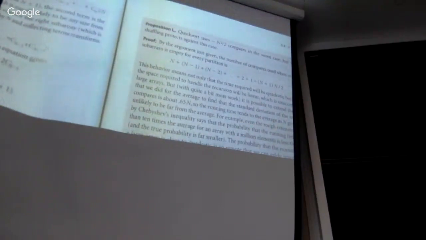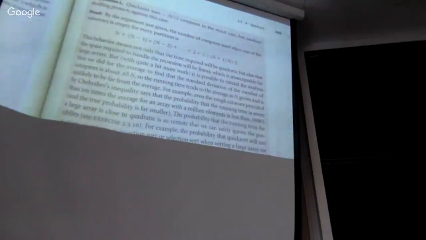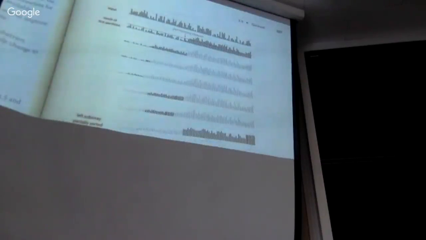Now we get, that was on average 2n ln n compares, but that was the average case. In the worst case, you don't need to know the proof, you can read through it for interest's sake. What is the worst case for quicksort again? When the input is sorted already, then we get n squared. And page 296.